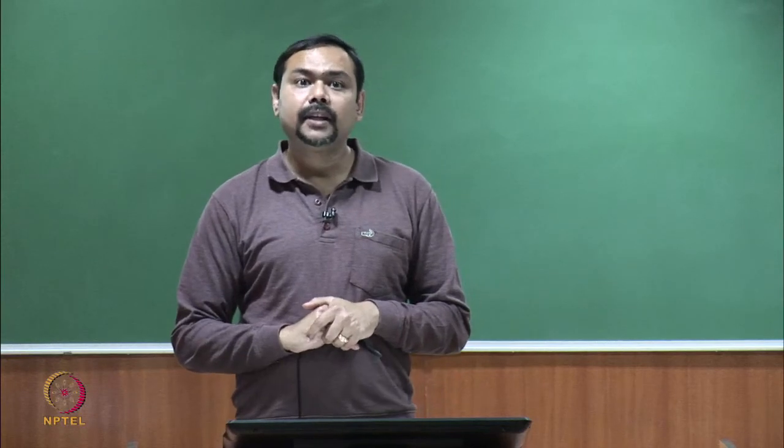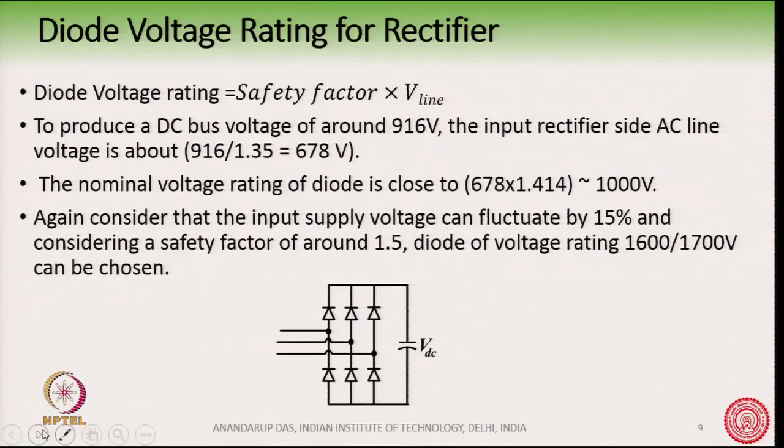Now, the other thing is the diode voltage rating for the rectifiers. So, we are now thinking about the input side diode bridge rectifier. Again, the diode voltage rating is the safety factor times the line voltage. Now, if you want to produce a DC bus of about 916 volt, the input rectifier side AC line voltage is about 678 volt RMS, because the DC bus voltage with such a rectifier is about 1.35 times the AC RMS line voltage. This information you can see in any power electronics textbook, in the rectifier section. So, we are not going into those details.